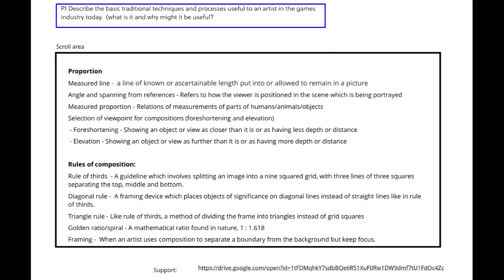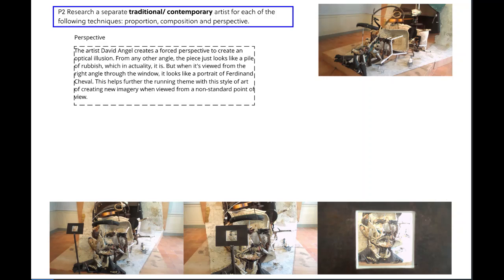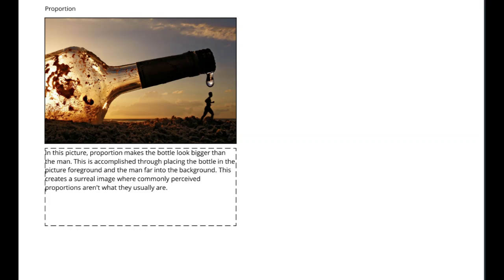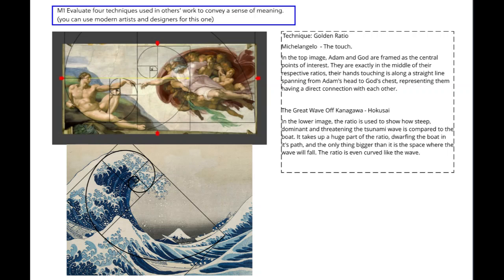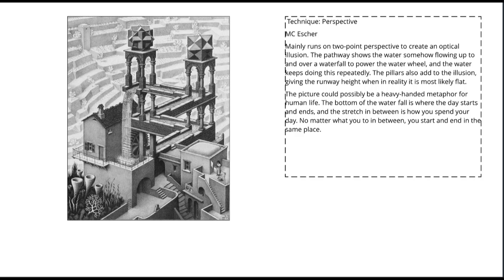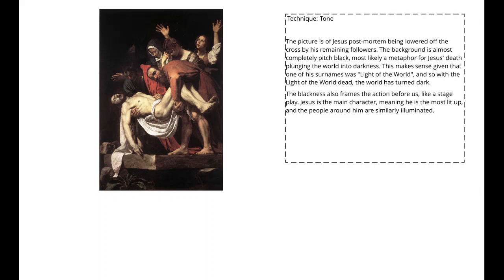For P1, I have described the basic traditional techniques and processes useful to an artist in the games industry. For P2, I have found separate traditional and contemporary pieces of art for proportion, composition, and perspective. For M1, I have found and evaluated 4 techniques used in others' work to convey a sense of meaning.